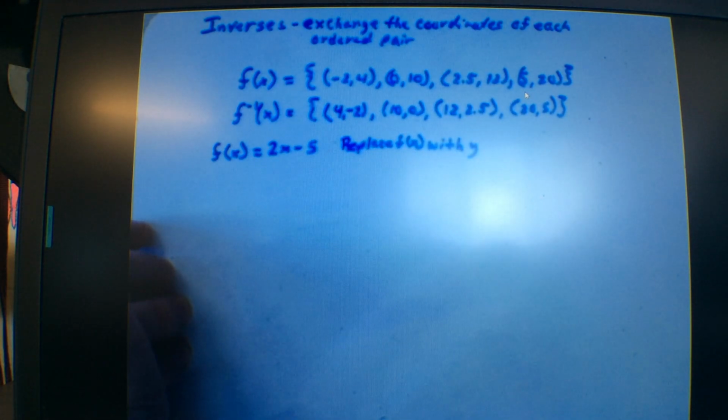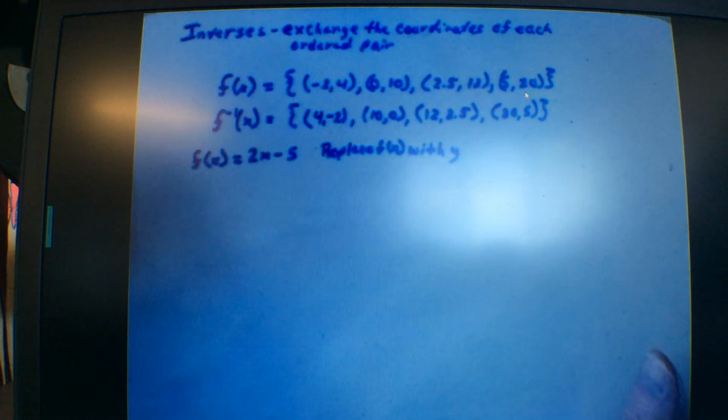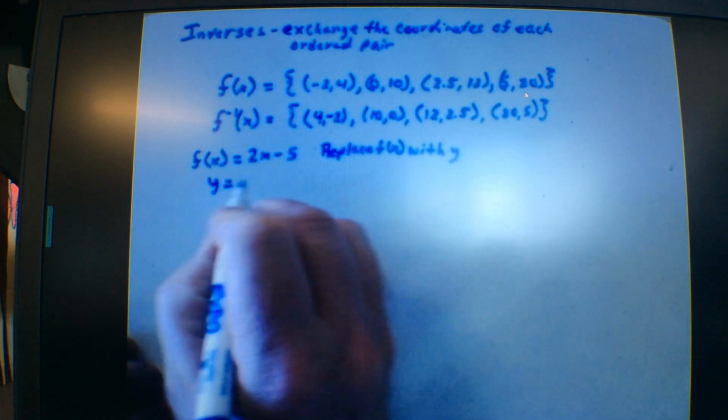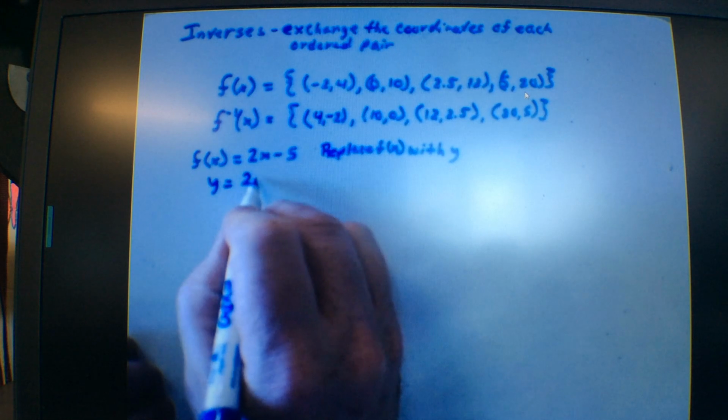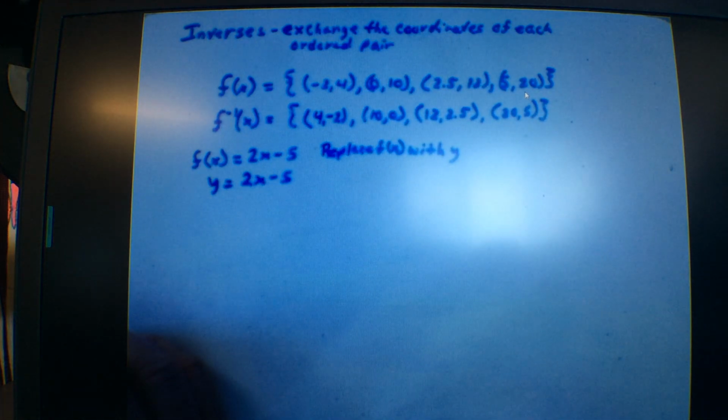Now, that just allows us to work with it easier. It's not any great thing. It just allows us to work it. So y equals 2x minus 5. Does everybody see that? Once we have y, and if they give you y, that's awesome, you don't have to do this step.